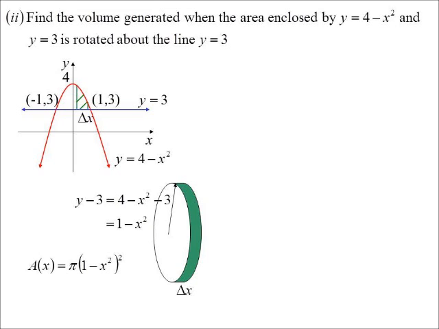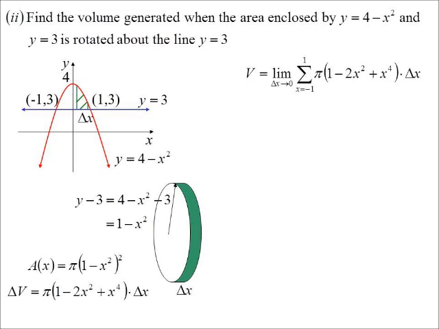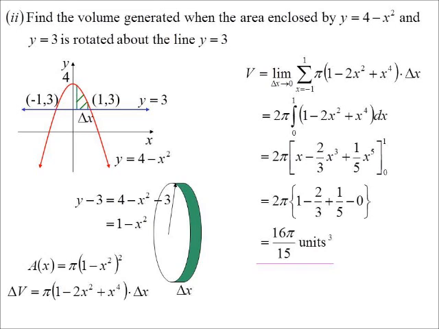So my area will be pi (1 minus x squared) squared. Change in volume will be that times delta x. I'll be summing our slices this time from minus 1 to 1, and integrate. And again, I've used the idea of symmetry, twice 0 to 1 in this case. And I end up with our answer of 16 pi on 15. So it opens up a lot more that we could do.